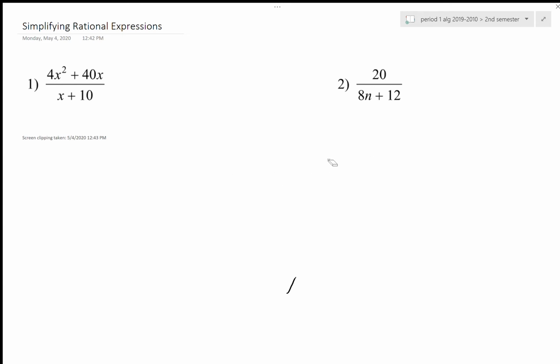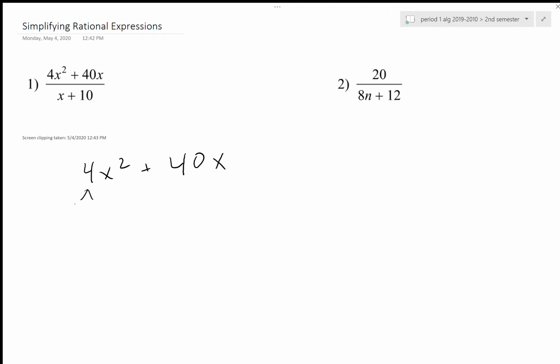So this is a little bit different. The first thing you're going to have to do is, you see this 4x squared plus 40x? We're going to have to factor that. And if you remember, I'm just rewriting it. 4x squared plus 40x.